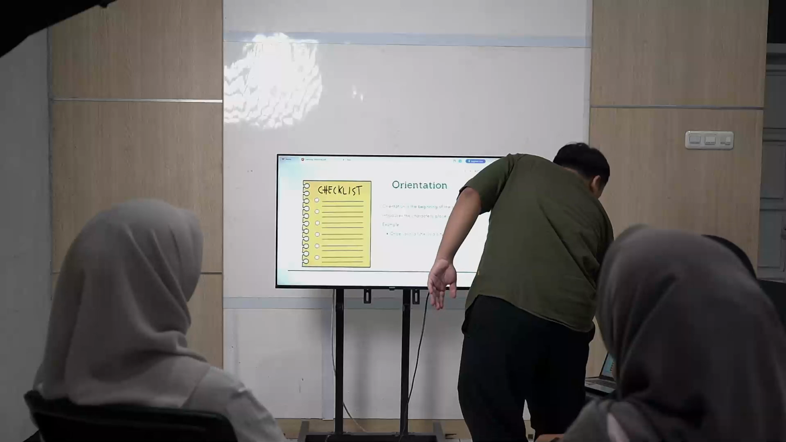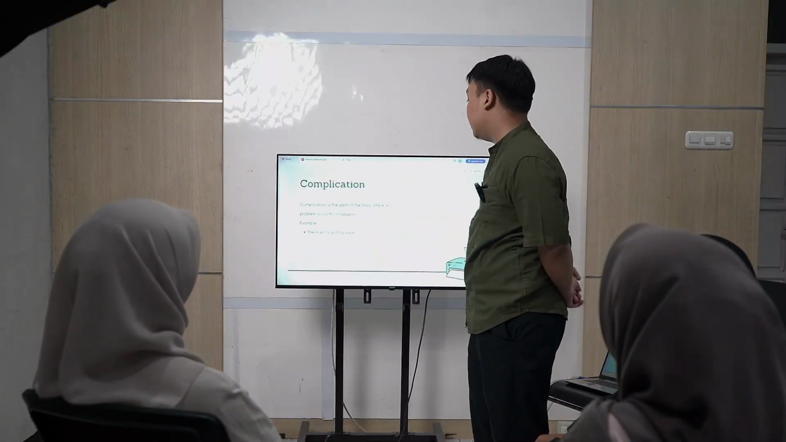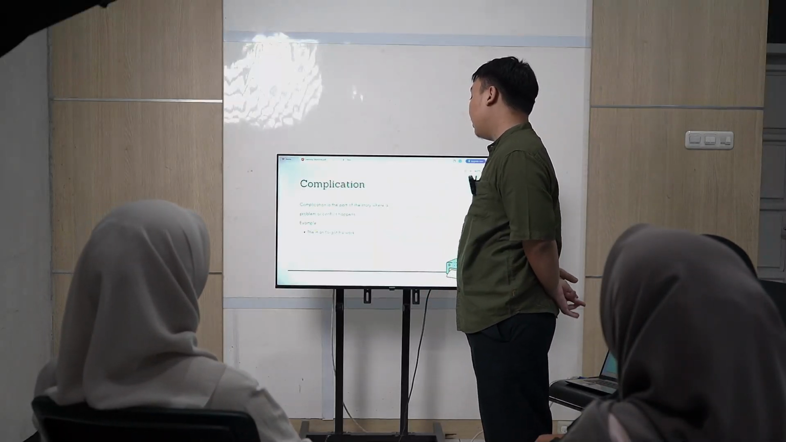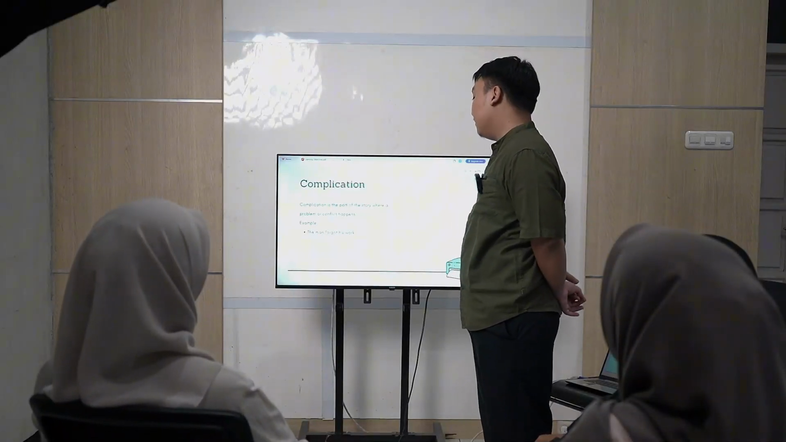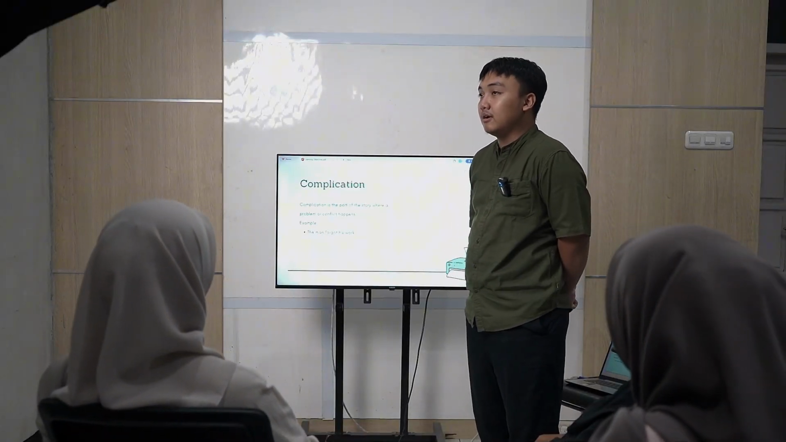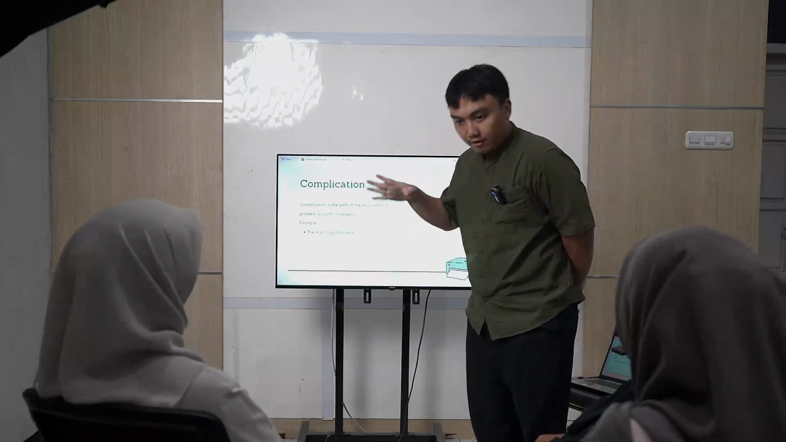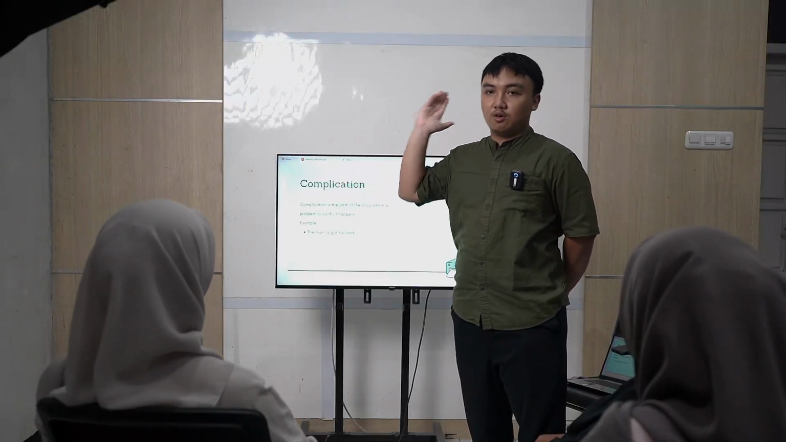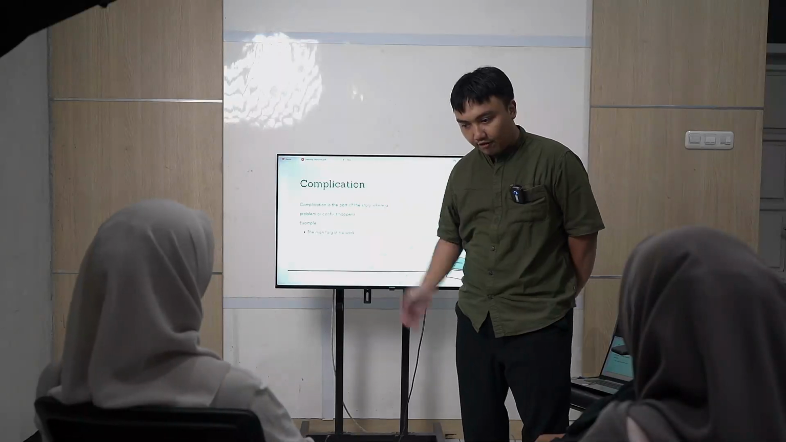Okay, so we are now going to continue. We have the complication, which is the part of the story where a problem or conflict happens. For example, the main character's work. It is basically the middle of the story, where they get the problem, and then we move on to solving the problem.